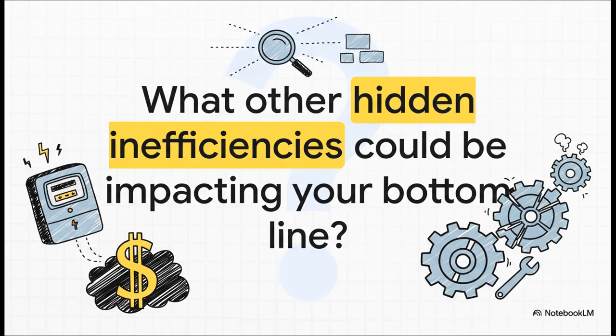So that kind of leaves us with one final thought to chew on. Now that you know how to spot this invisible thief, now that you know what to look for on your bill and what that sound of overheating equipment really means, it makes you wonder, right? What other hidden inefficiencies are lurking in your operations, just waiting to be discovered and turned into savings?